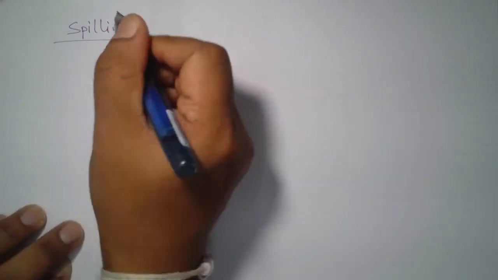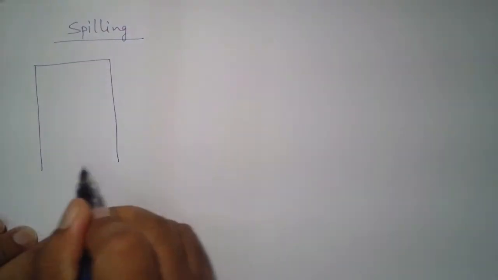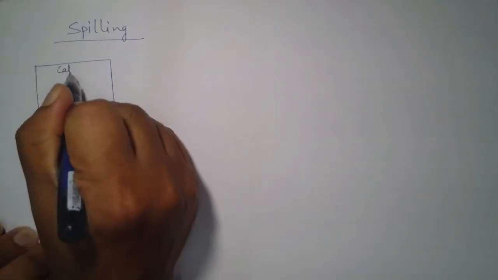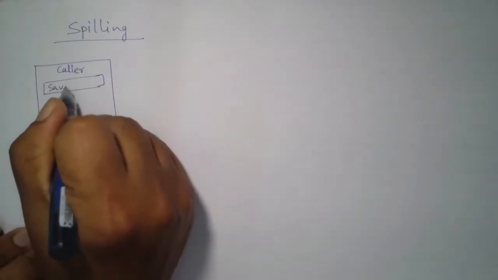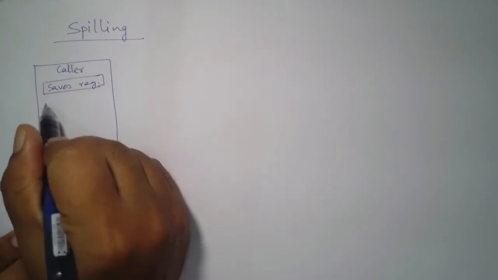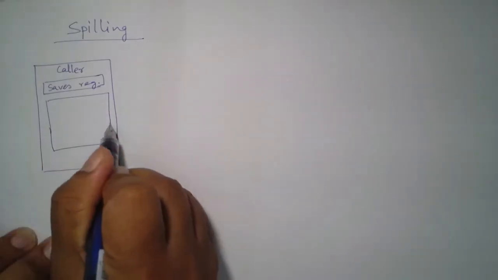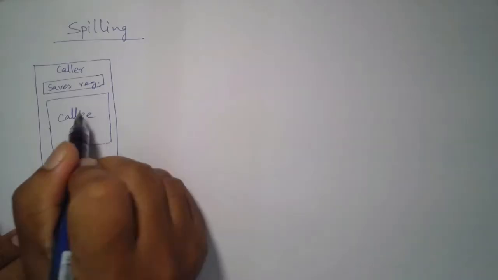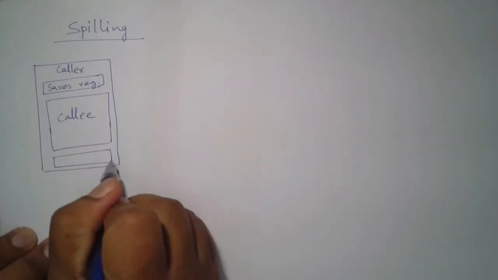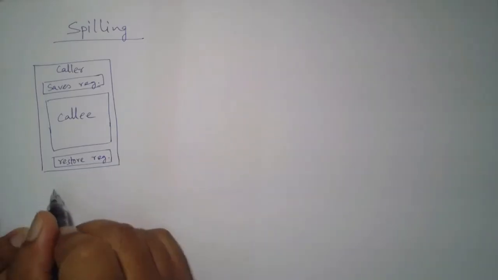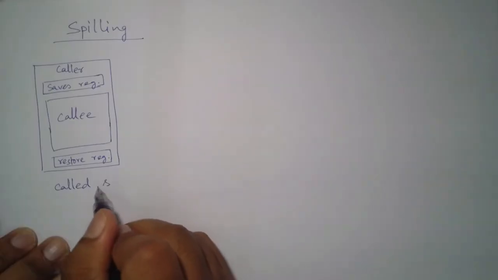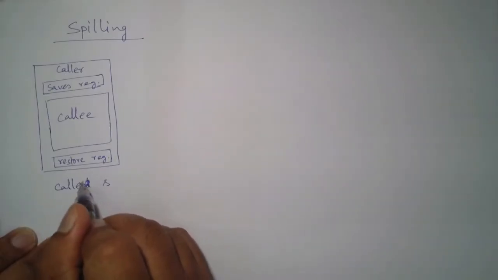So, just pictorially, if we want to represent the spilling, the caller scheme looks like this. So, you have your caller. First it saves registers, and then it calls the callee. Callee does its task and then restores registers. All right. So, this is your caller saved scheme.